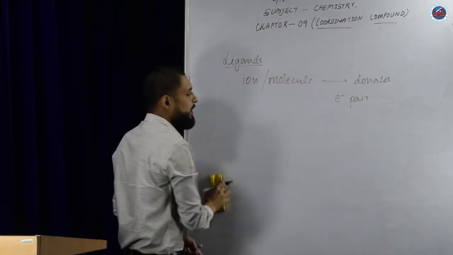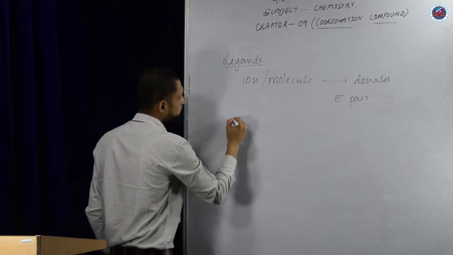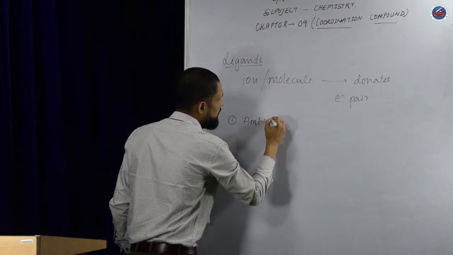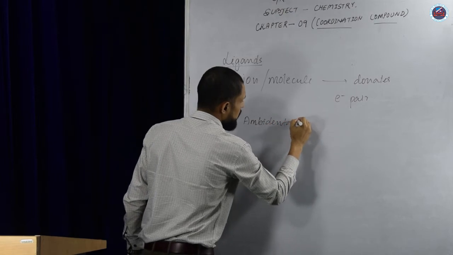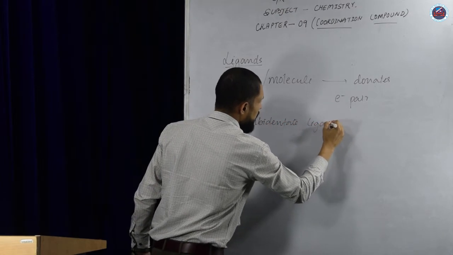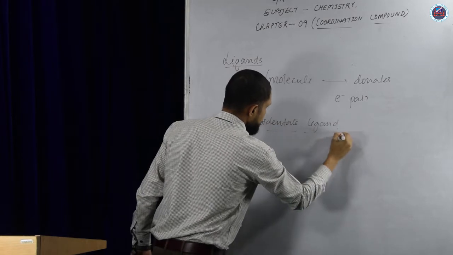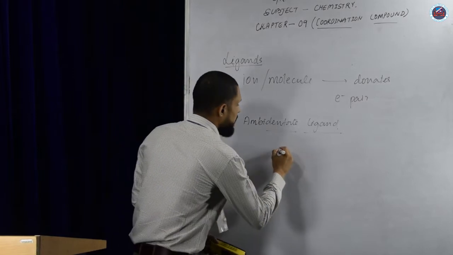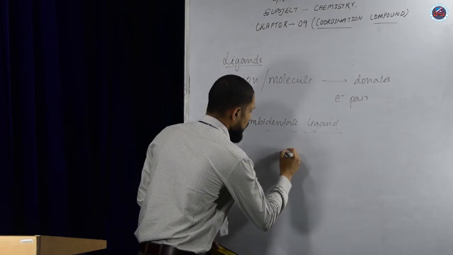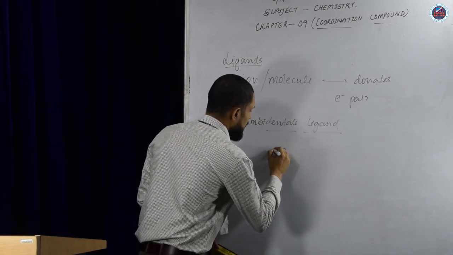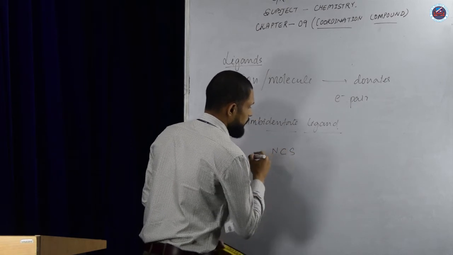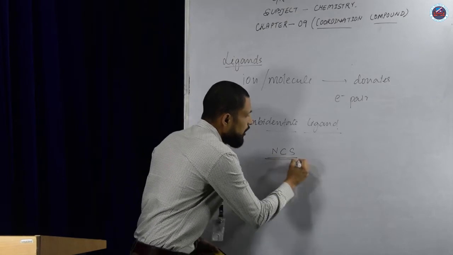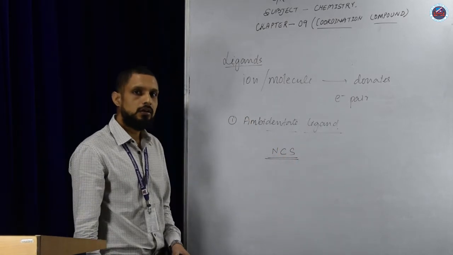Next, there are 2 special types of ligand. First, ambidentate ligand. Now, ambidentate ligand, I'll explain with the help of an example. Say NCS. Now, this is a monodentate ligand.